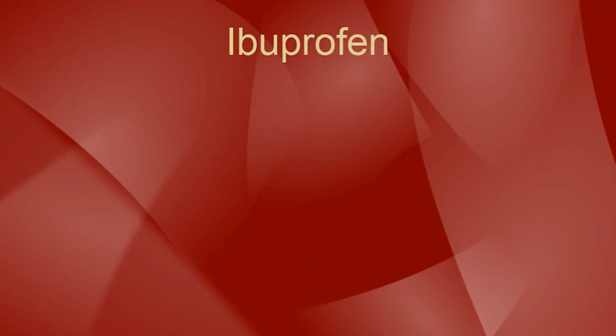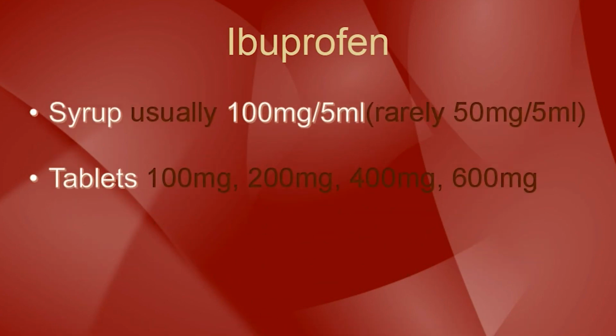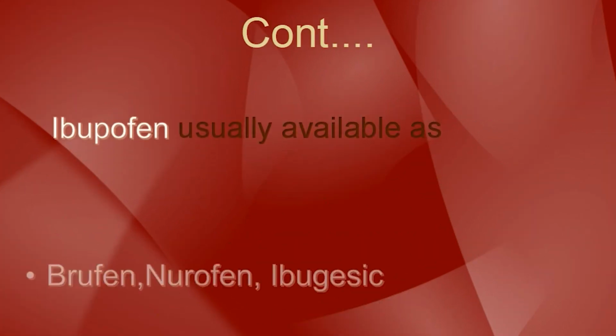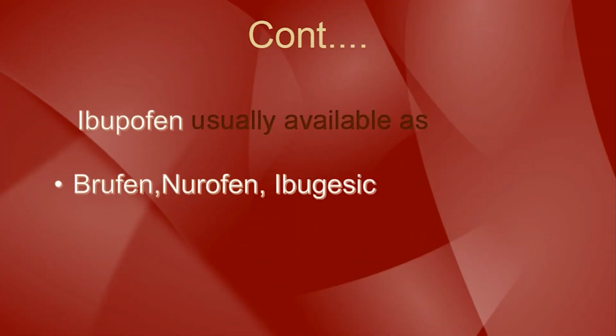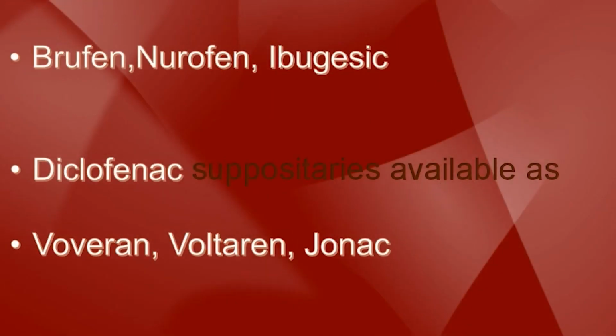Ibuprofen is available again as syrup, tablets, and suppositories, and the strength of course varies. Ibuprofen is usually available as Brufen, Nurofen, Ibugesic, and the suppository is diclofenac sodium. It's not same as ibuprofen, and it's available as Voveran, Voltaren, and Jonac.